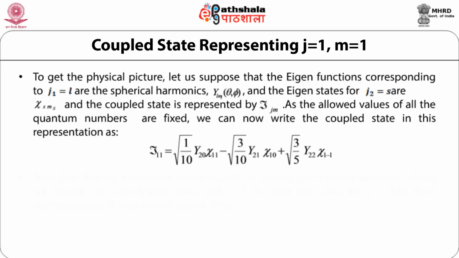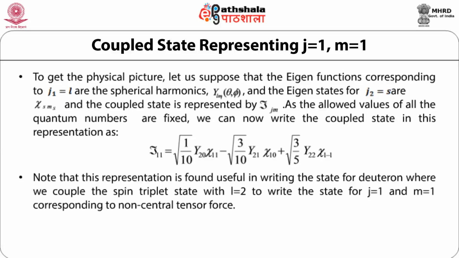J equal to 1 and M equal to 1, is given as under root 1 by 10 times Y_20 xi_11 minus under root 3 by 10 times Y_21 xi_10 plus under root 3 by 5 times Y_22 xi_1,-1, where the subscripts occurring in the spherical harmonics represent the orbital angular momentum L and the magnetic quantum number ml, whereas the subscripts occurring for the spin part in xi represent the spin angular momentum s and the spin magnetic quantum number ms, and the coefficients that we have got over here for the spherical harmonics and the spin term are the Clebsch-Gordan coefficients that we had evaluated above.